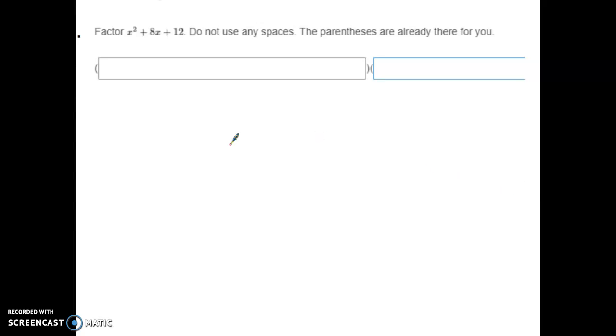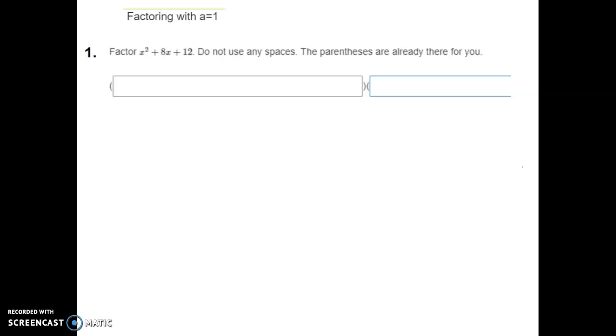Okay, geometry. We are going to go over our factoring quiz, which is a minor summative worth 30 points, factoring with A equaling 1 for all the problems. All right, and you can put whichever factor you want first. It doesn't matter. Then I'm going to go ahead, put my parentheses, put in my x's. This is going to be plus plus.